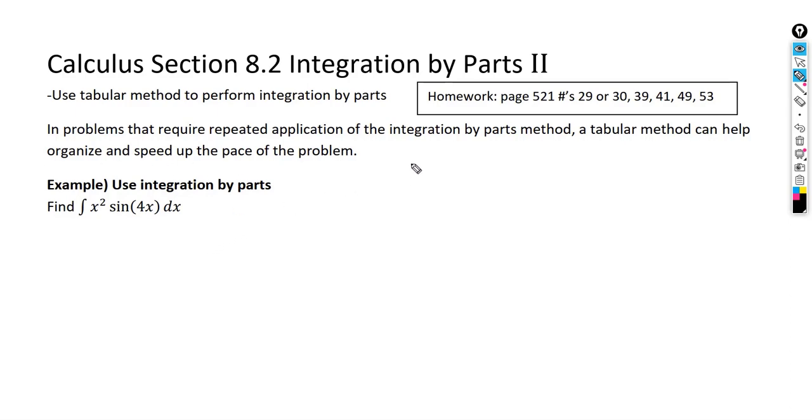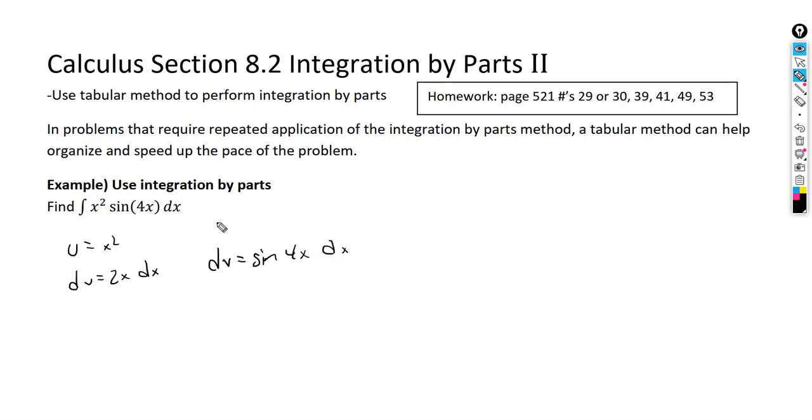So again, we talked about that L-I-A-T-E, the Liate. I don't know how to pronounce it, but it is what it is. So we're going to do the algebraic, which comes before trigonometric. So we get u is x squared, du is 2x dx. And then whatever's left is our dv. So dv is sine of 4x dx.